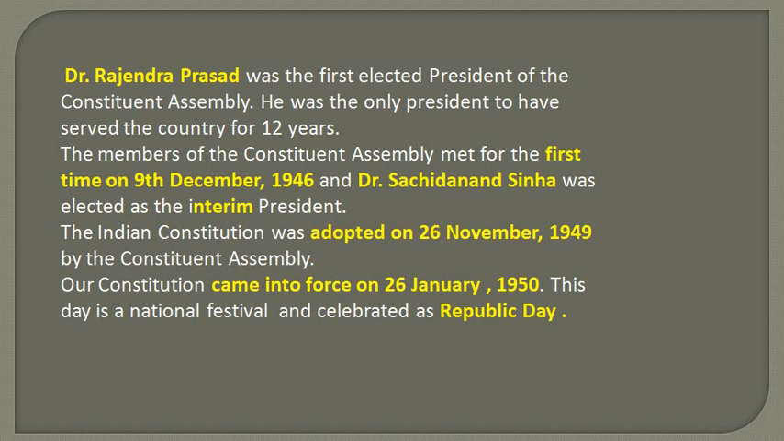Out of all those members, Dr. Rajendra Prasad was elected as president of the whole Constituent Assembly, and you know he served the country for 12 years. The members of the Constituent Assembly met for the first time on 9 December 1946, and at that time Dr. Sachidanand Sinha was elected as the temporary president, that is, the interim president.